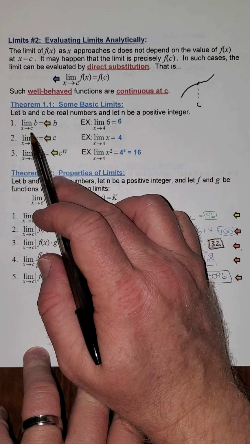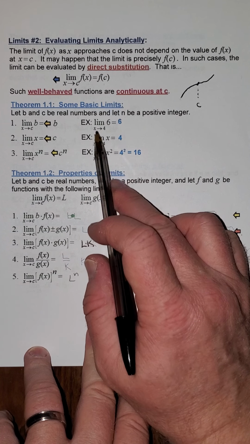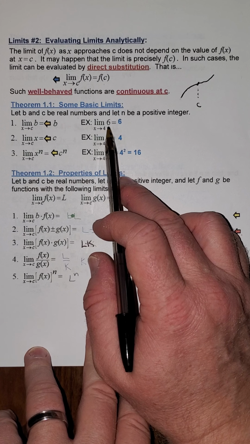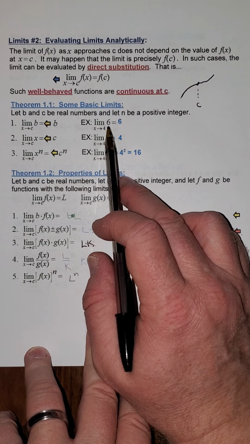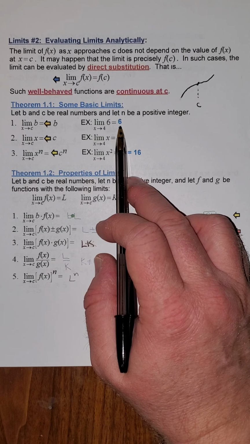If you let x approach c for a constant, the limit of a constant is the constant itself. So if you take the limit as x approaches 4 of 6, y equals 6 is just a horizontal line. It always equals 6, so the limit has to be 6. The limit of a constant is the constant itself.